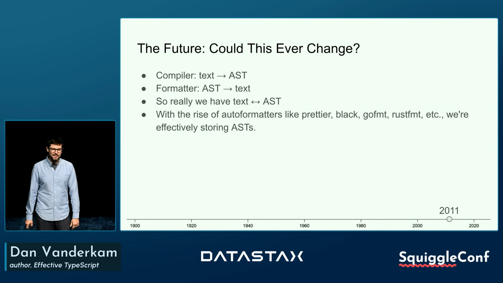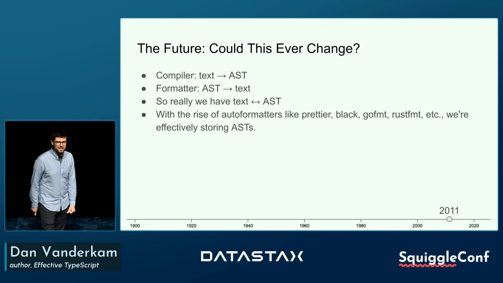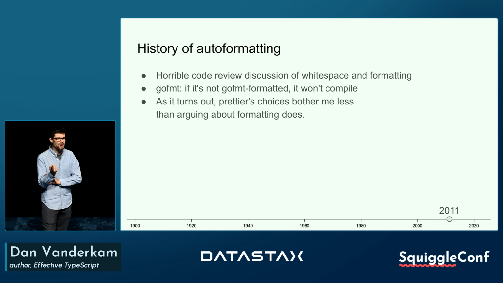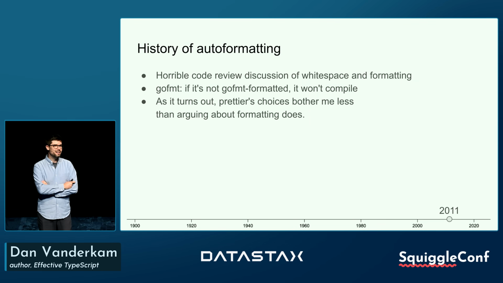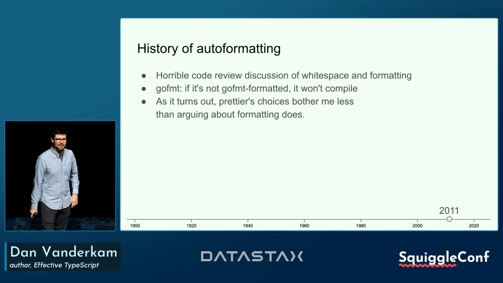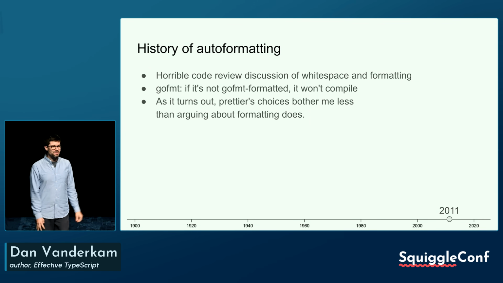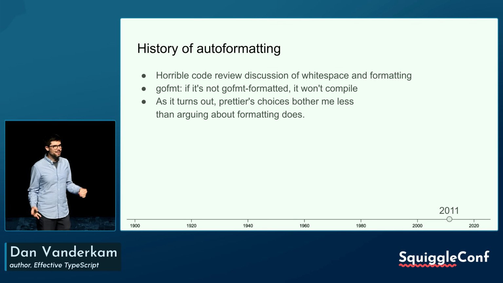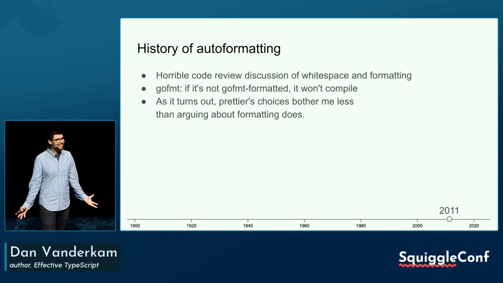I think it's kind of fun to talk about the rise of these auto formatters. If people don't know this history, I think Go was really the pioneer here with the Go formatter. They took a very hardline stance that if your code wasn't formatted with the Go formatter, then it didn't compile, which seemed crazy in 2011, but I think it's actually stood up pretty well.